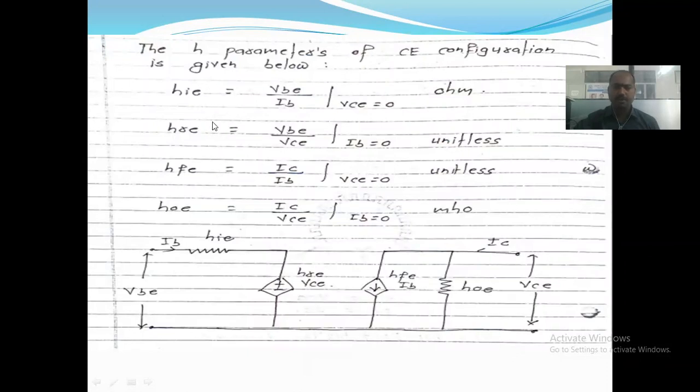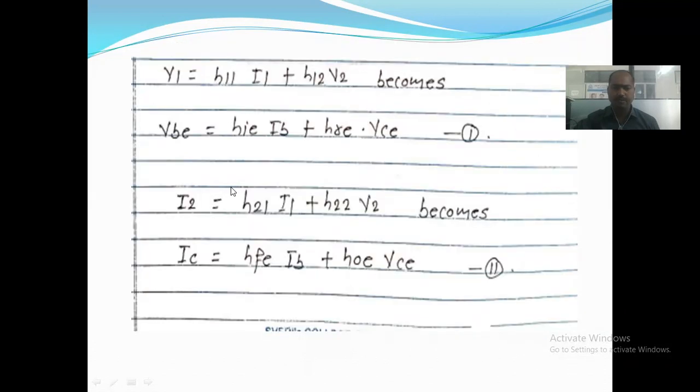Now we have to find out HI and HRE. How do we find them? I have explained here: V1 is nothing but VB, equal to HI into IB plus HRE into VC. To find out HI, what we have to do? Make the other parameter zero. In that case, making VC equal to zero, this whole term becomes zero, so only VB equal to HI into IB remains.